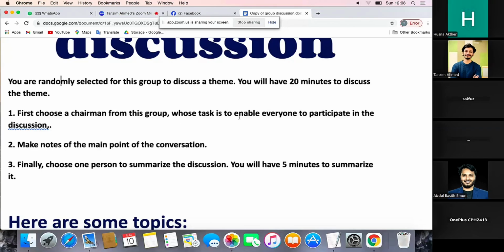For example, this word, enable. This word is new, and you're reading from ChatGPT: First, choose a chairman from the group whose task is to, enable. This is not good. That means you are not familiar with the word. So make it easy so that you can speak without getting stuck on the words, without mumbling.